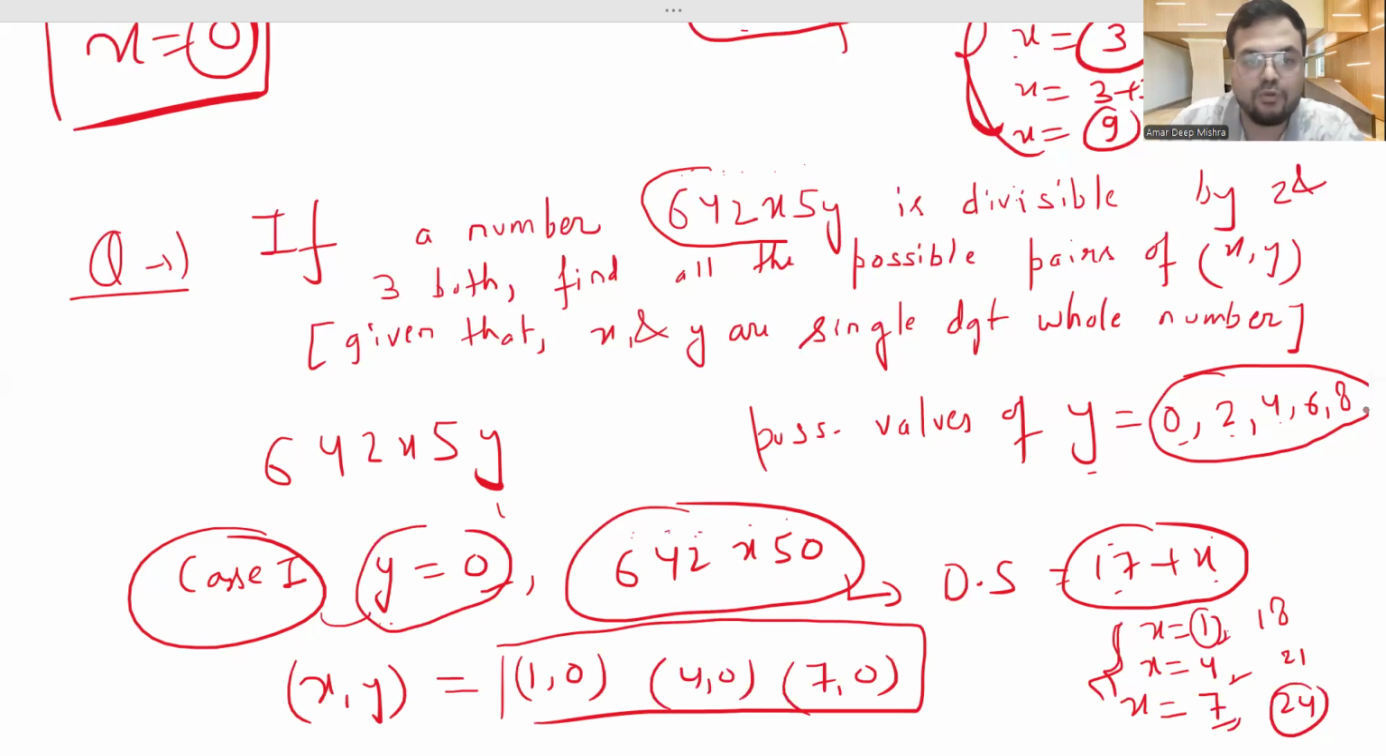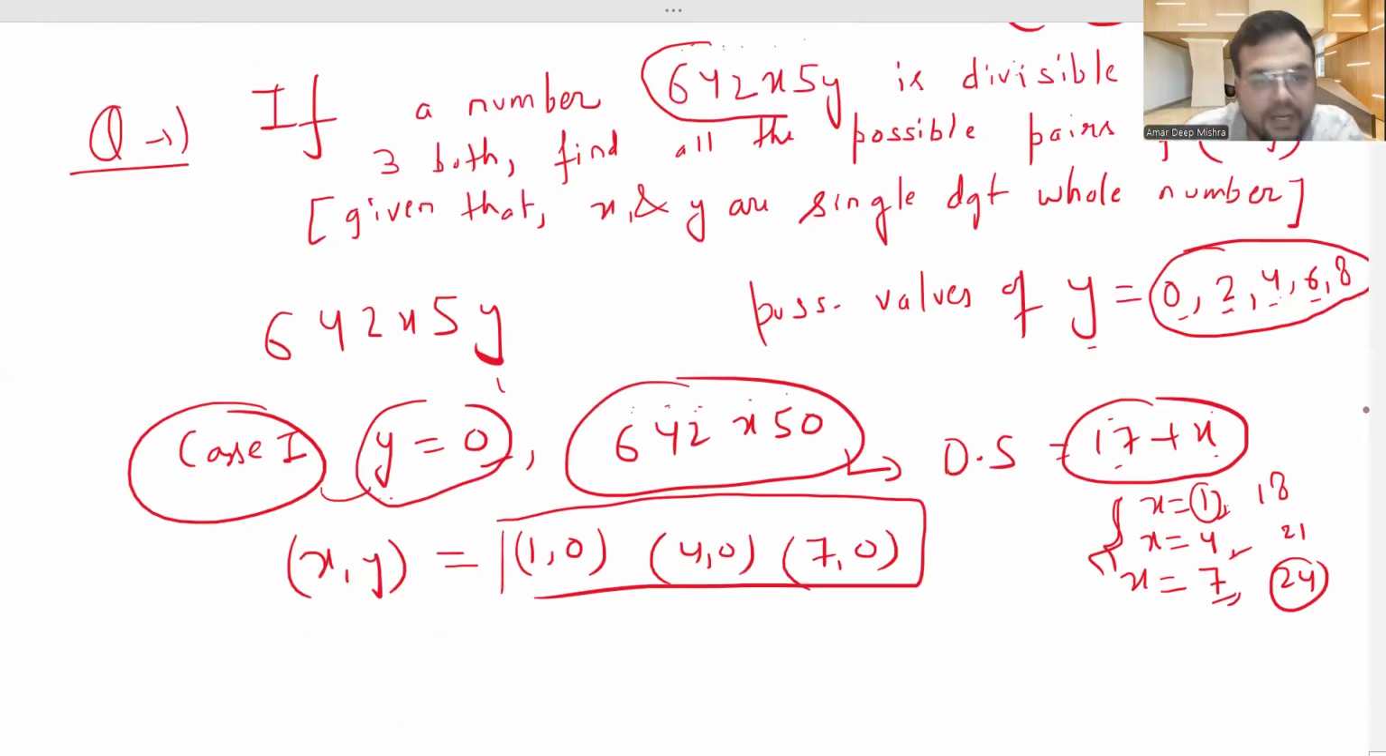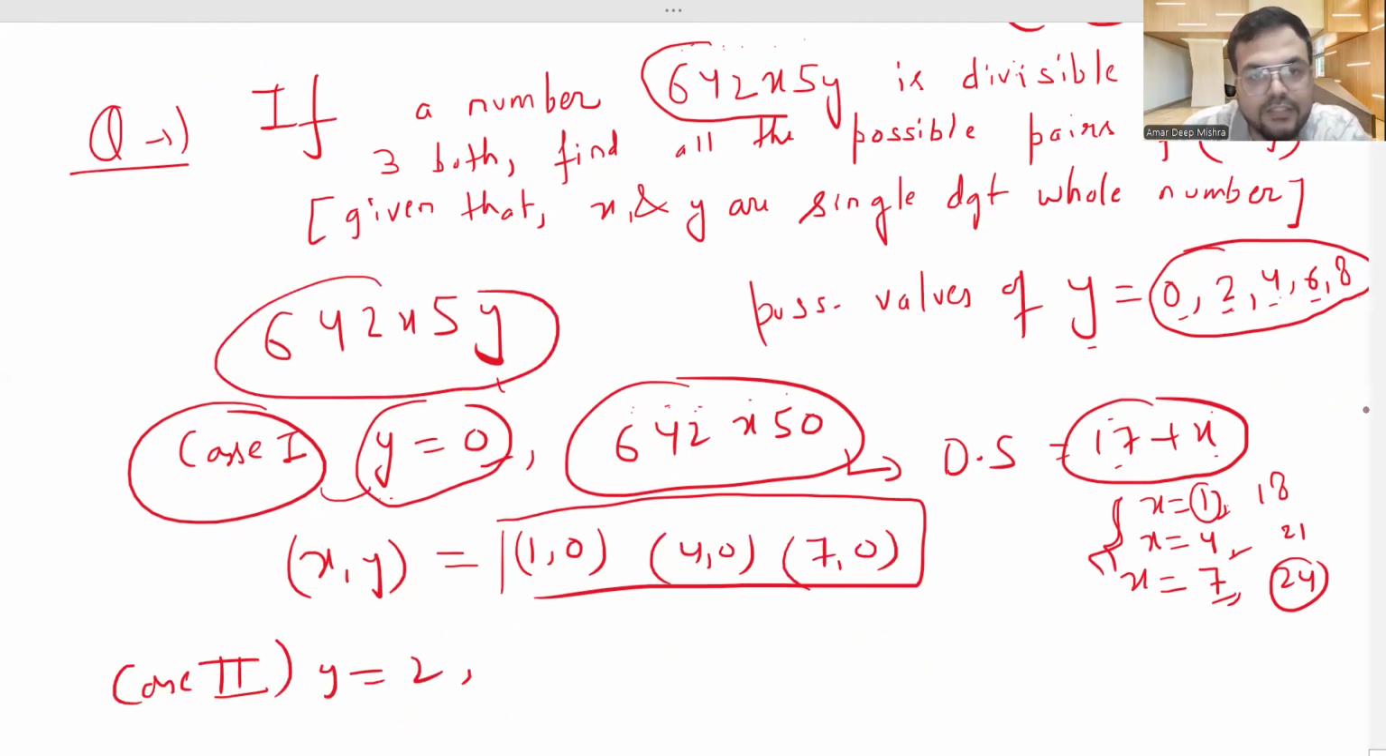For y equals 0, you got three pairs of x comma y, that is 1, 0, 4, 0, and 7, 0. Similarly, you can find out for all the values of y, for 2, for 4, for 6, for 8. Let us solve all the cases one by one. So for case 2, I'll take y equals 2. For y equals 2, the number will become 6, 4, 2x, 5, 2.